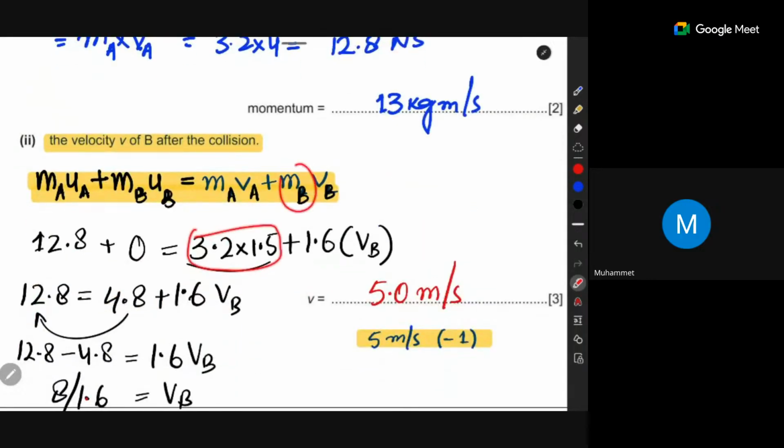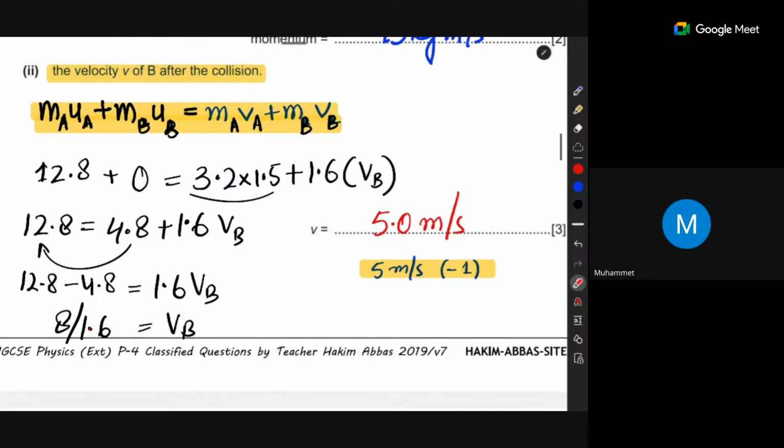And block B is of 1.6 kg, and I do not know about its velocity. So I will write it V of B, that is, velocity of block B only. You got the point?